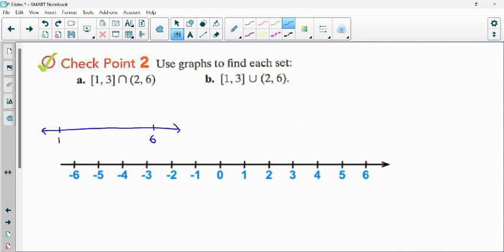All right, so my first interval goes from 1 to 3, and it has closed brackets on both of them. So my first interval would look like this: 1 to 3, closed dots, shading in between.